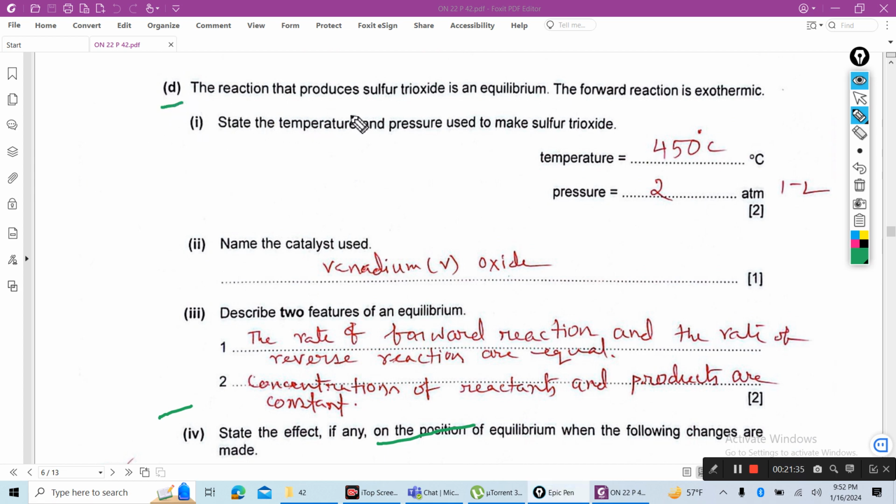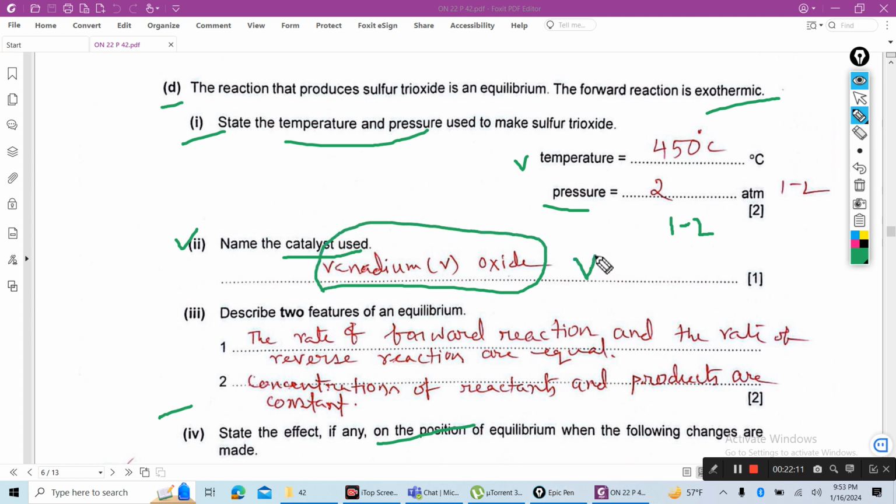D. The reaction that produces sulfur trioxide is an equilibrium. The forward reaction is exothermic reaction. State the temperature and pressure used to make sulfur trioxide. Here temperature used is 450 degree centigrade and pressure 2 atm, or you can write 1 to 2, any value. Next, name the catalyst used. Contact process for the manufacture of sulfuric acid, vanadium 5 oxide catalyst is used. V2O5, vanadium 5 oxide. Vanadium 5 oxide catalyst.